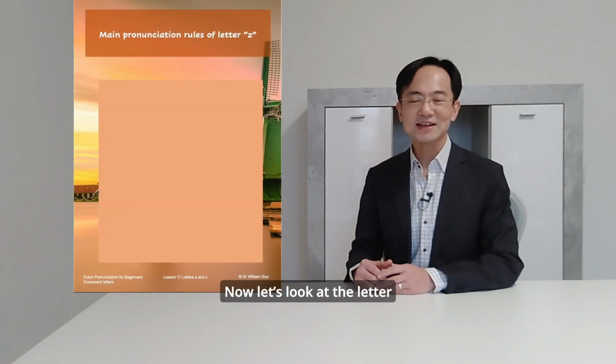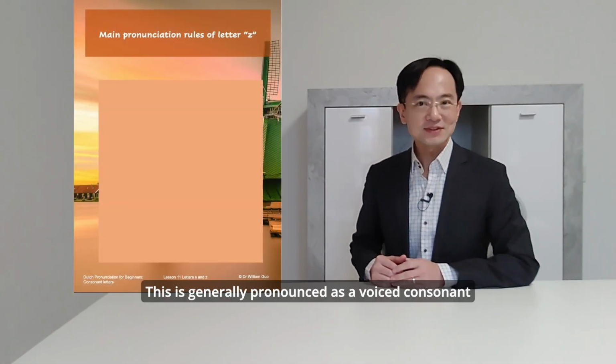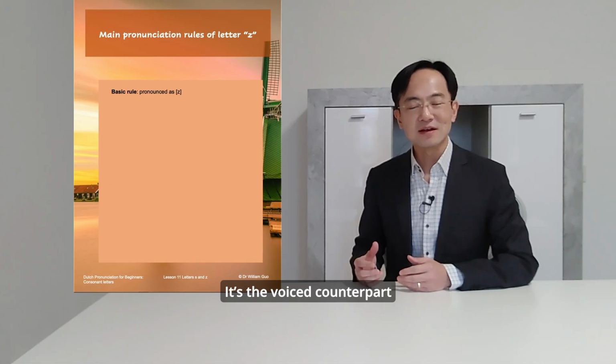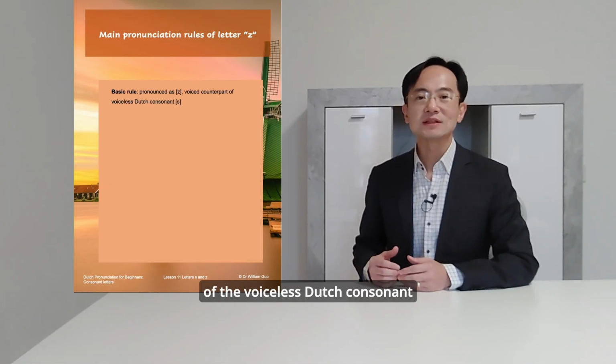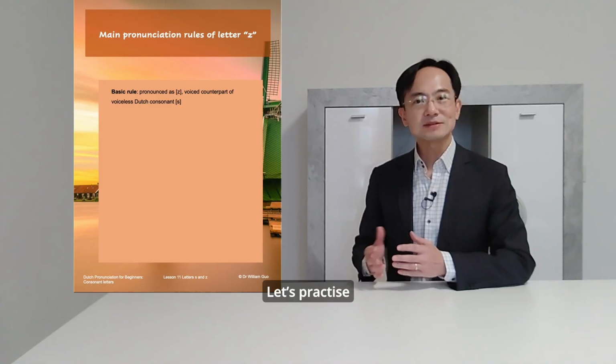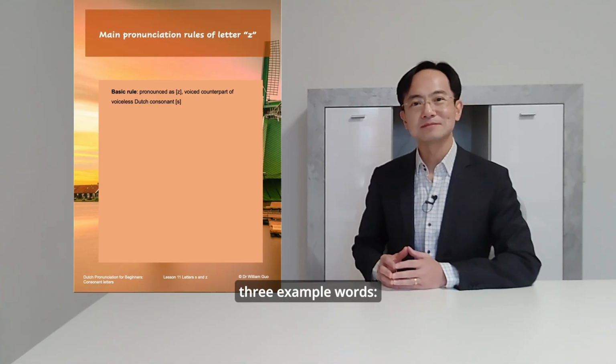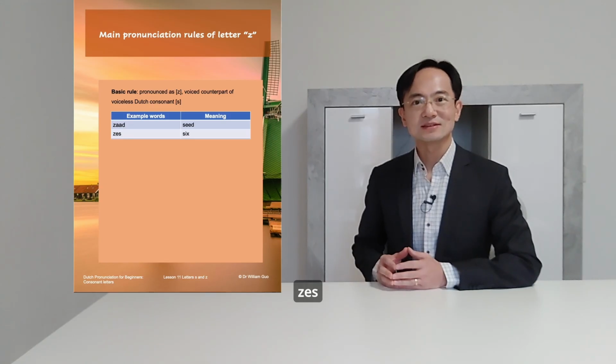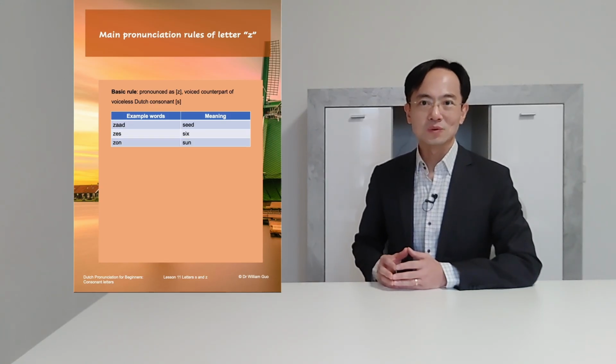Now let's look at the letter Z. This is generally pronounced as a voiced consonant Z. It's the voiced counterpart of the voiceless Dutch consonant S. Let's practice 3 example words. Zaad, zes, zon.